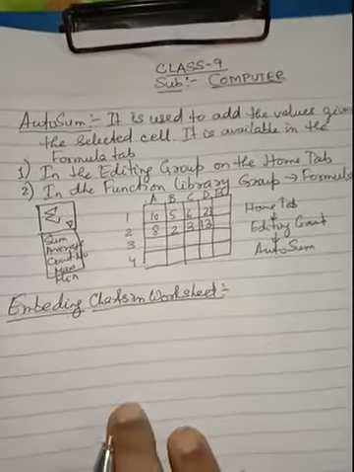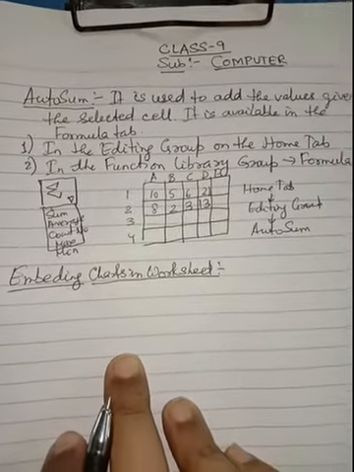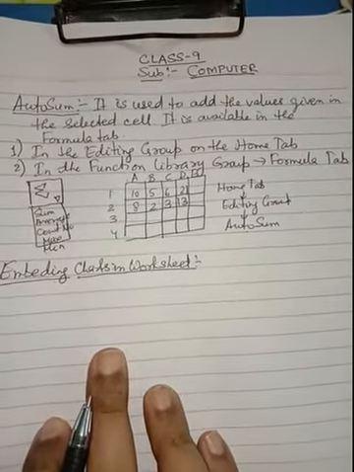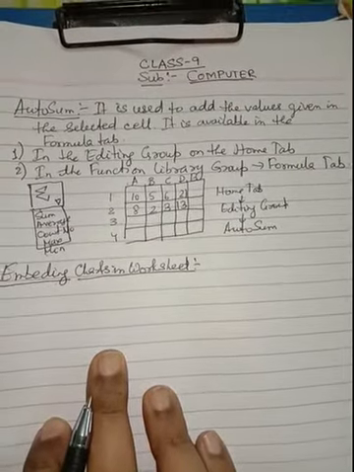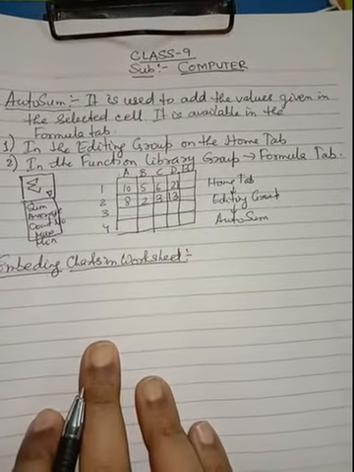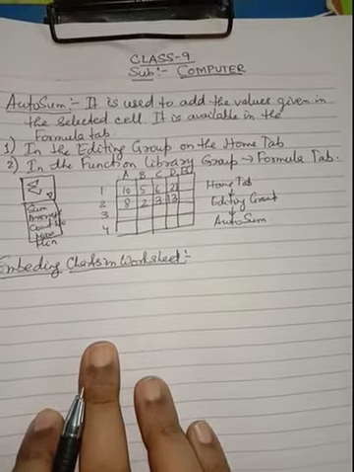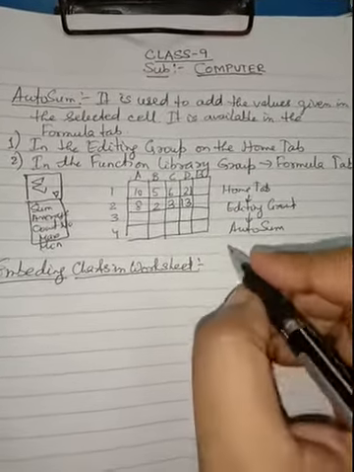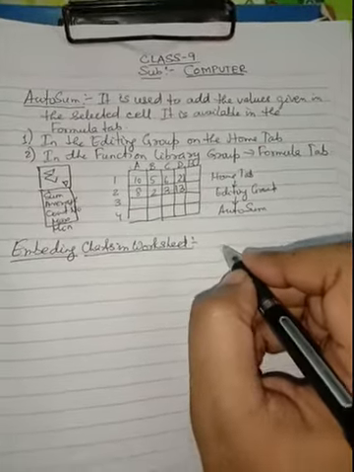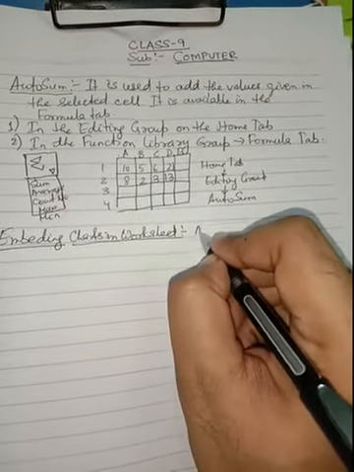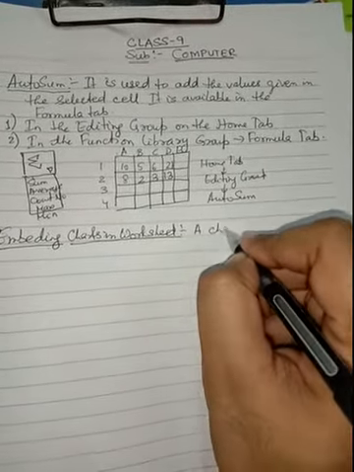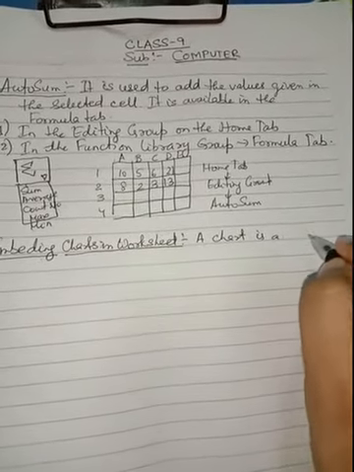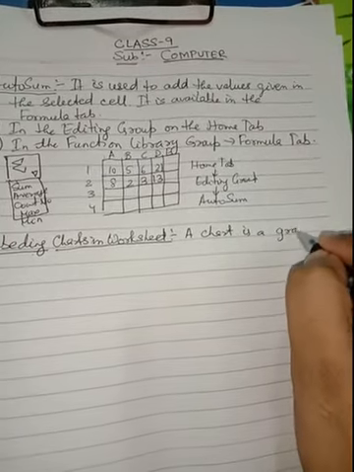So chart is a very important topic of MS Excel. So what is a chart? We can say it is a graphical representation of data entered in a worksheet that makes it easier for a user to comprehend the data. So first of all, let us have a clear definition of chart. What is a chart? We can say a chart is a graphical representation.